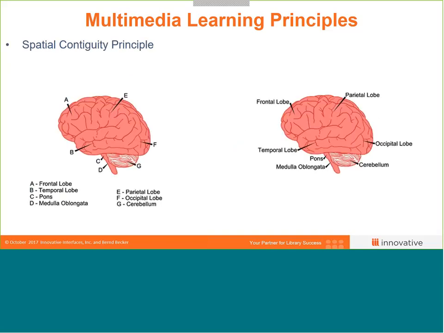Here's the Spatial Contiguity Principle in action. On the left is a typical diagram of the brain where each part is labeled with a corresponding letter. On the right, we've applied the Spatial Contiguity Principle so that the text is aligned with the graphic. You can see how this also ties in with the earlier principle that we just looked at: keeping everything aligned, integrating the text, and removing any extra unnecessary information. This has been found to really support learning and retention.